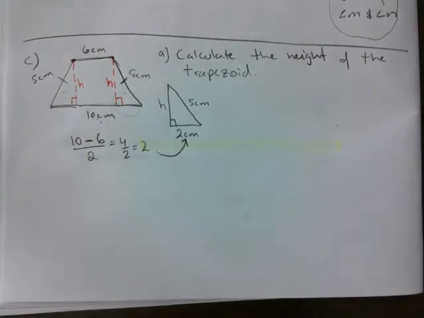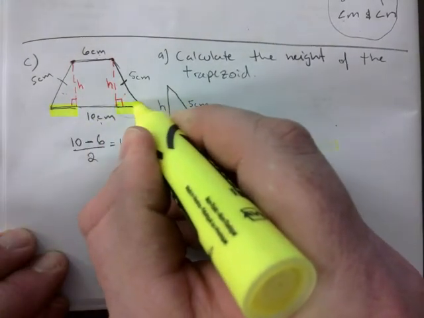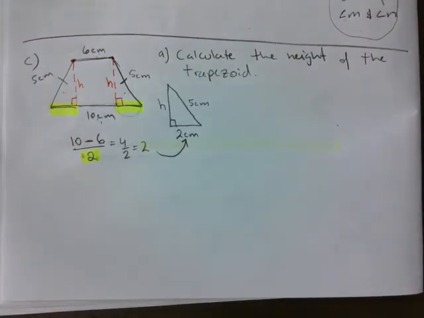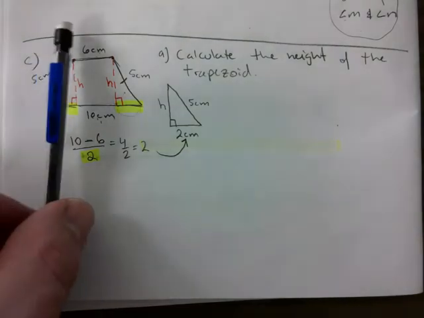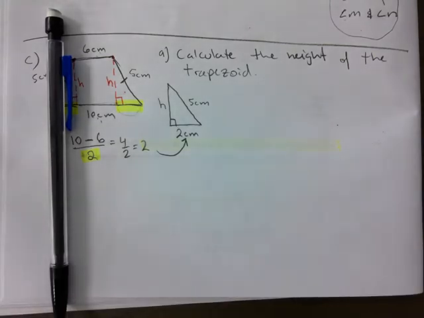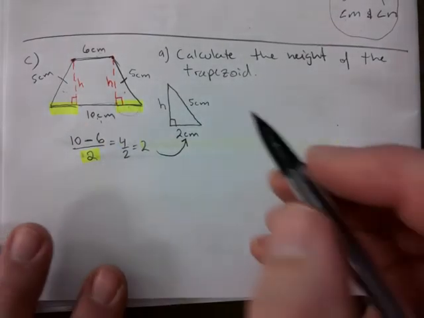Maybe I will do this. Highlight this stretch and this stretch, and that's why I divided by 2. If there hadn't been this piece here, no need to divide by 2, right? You just subtract. But because you have both of them, you need to divide by 2.